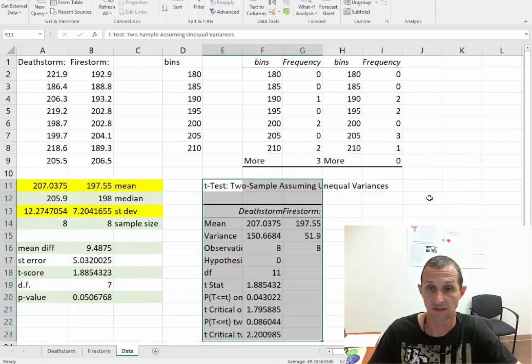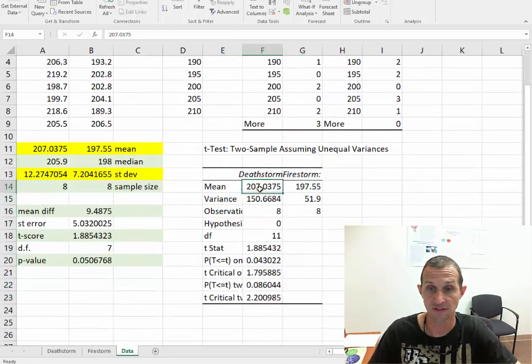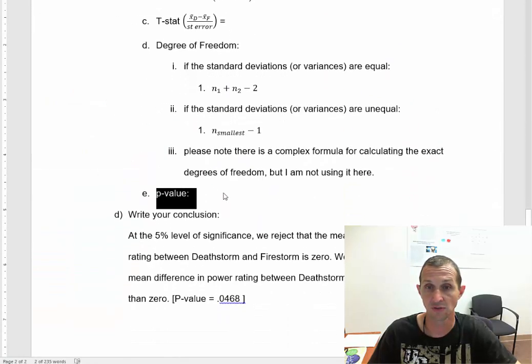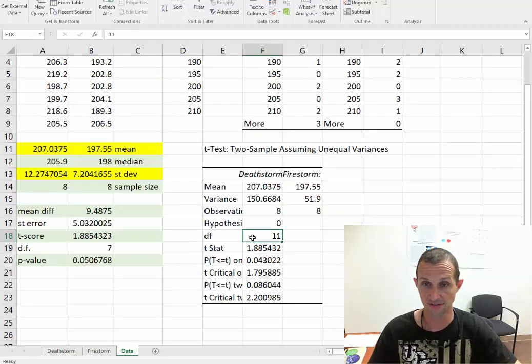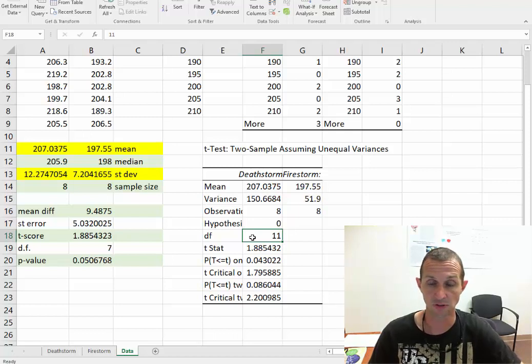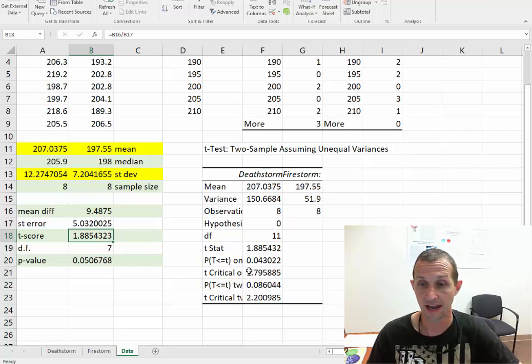So I click on OK, and here you can see there are the means, here are the variances, here are the observations, the hypothesized difference. Now you'll see the degree of freedom is 11, and that's because, again, they actually use the complex formula for calculating the exact degree of freedom, which is nice. They do it for you, so you get a little more accuracy. But there's our t-stat, exact same value. And now we can see that our p is 0.043.